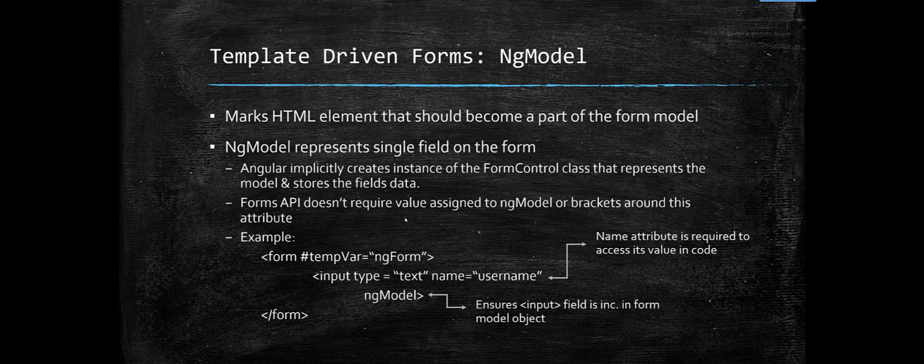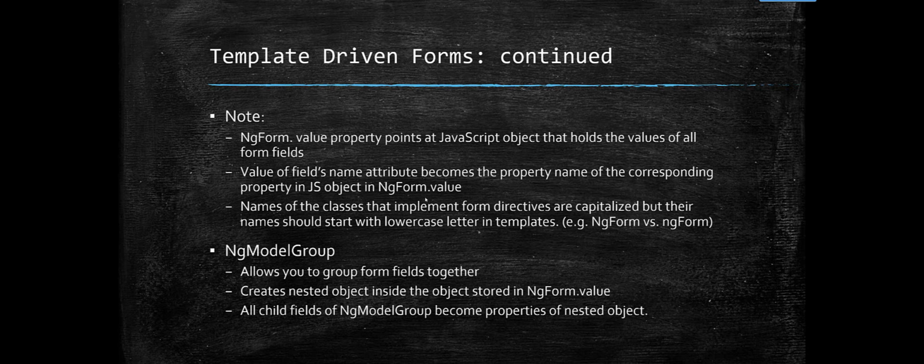The forms API doesn't require a value assigned to ngModel or brackets around this attribute. Basically, you just use it as it is, and that takes care of everything. So the value of this input right here, the name: if you call this template var dot value dot name, it'll display whatever is in this element, because we used this ngModel to bind it to the ngForm. And we'll see a use case of that in a minute.